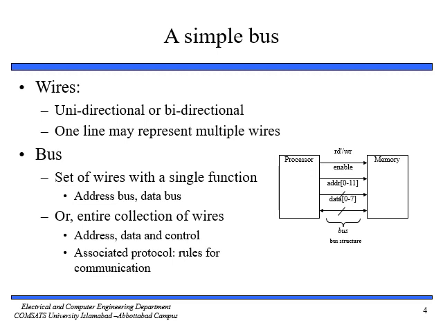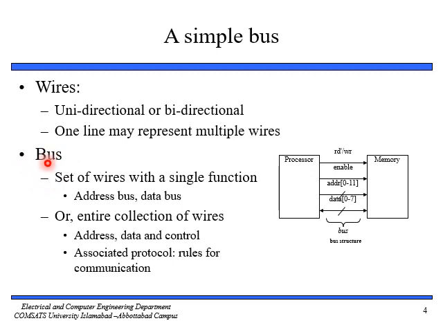In this slide, we will talk about a simple bus. So let's first talk about wires. What are wires and what are buses? Wires can be unidirectional or bidirectional. As you can see in this figure, the first three lines are unidirectional, pointing towards one side, whereas the last one is bidirectional, pointing towards both processor and memories. One line may represent multiple wires. You can see here some lines are thick and some lines are thin. The thick ones represent multiple lines, and the thin ones are a single line.